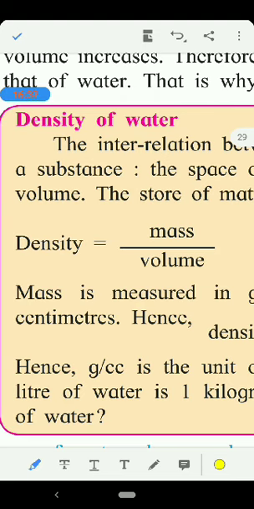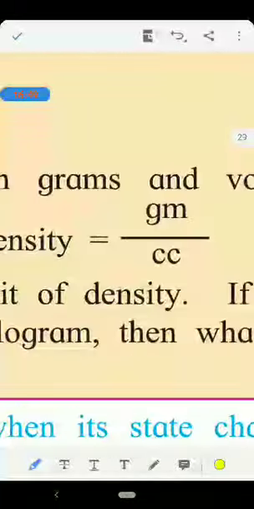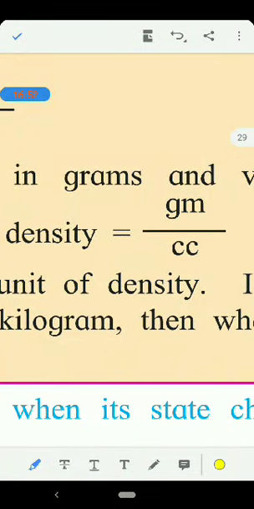So what is the formula for density? Density is equal to mass upon volume. Now we will see in what they are going to be measured. Mass is measured in grams and volume is measured in cubic centimeter. So 1 kg is nothing but 1000 grams and 1 liter is nothing but 1000 cc, that is the cubic centimeter. In short they have written gram and cc.